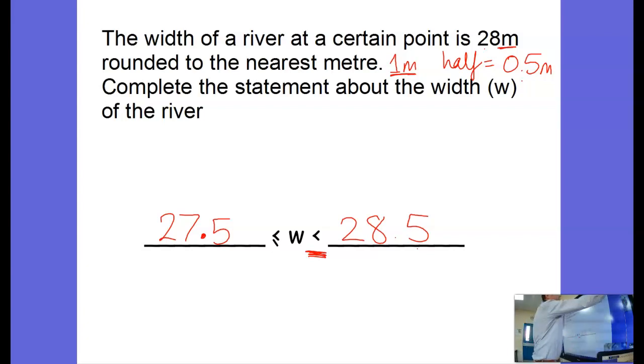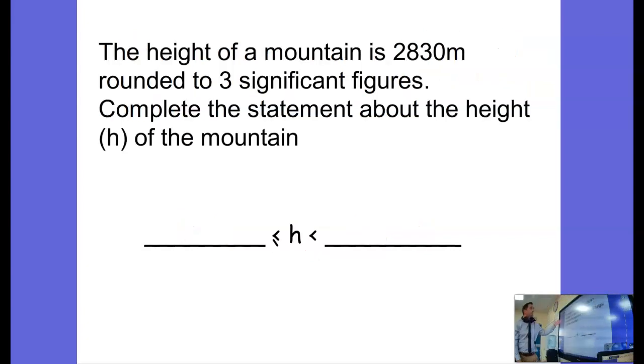Another couple of examples. Here is a mountain, 2,830 metres. This has been rounded to 3 SF, significant figures. So the statement about the height of the mountain, well, 3 significant figures there. Let's think about what this is. This is thousands, hundreds, tens, and units. So 3 significant figures in this case is the nearest 10 metres. And so half of that is going to be 5 metres.